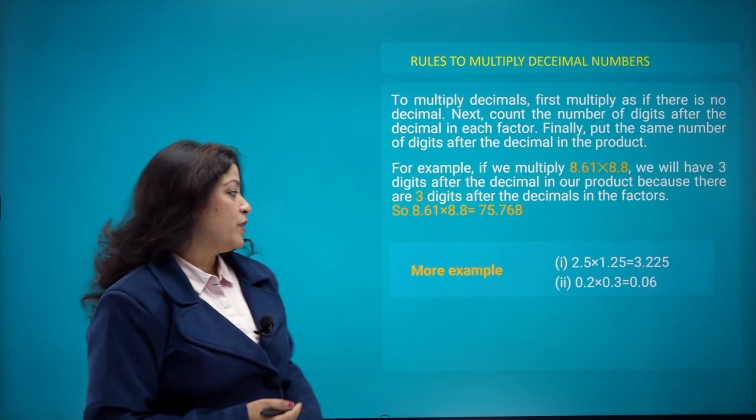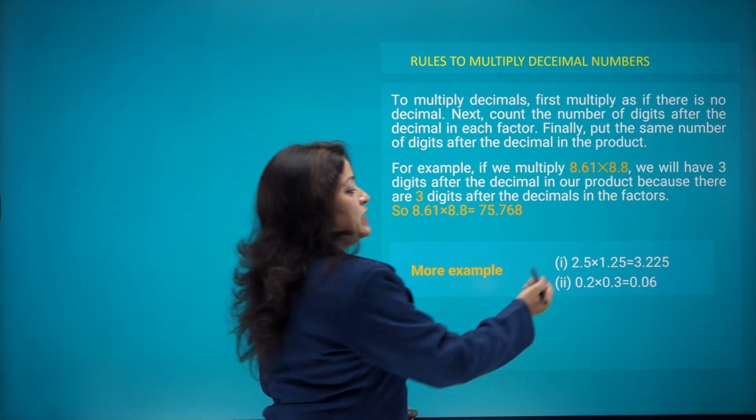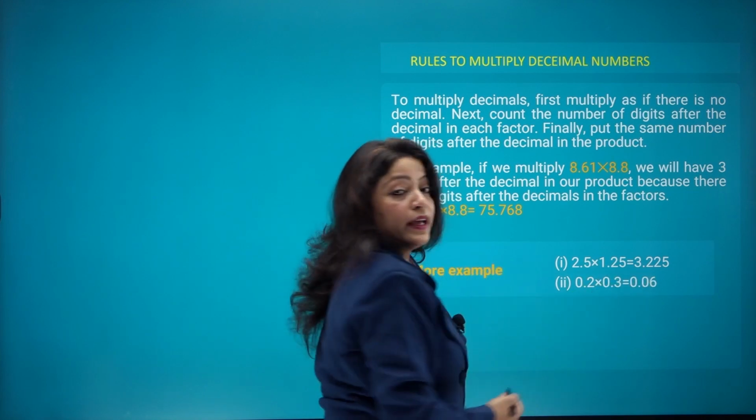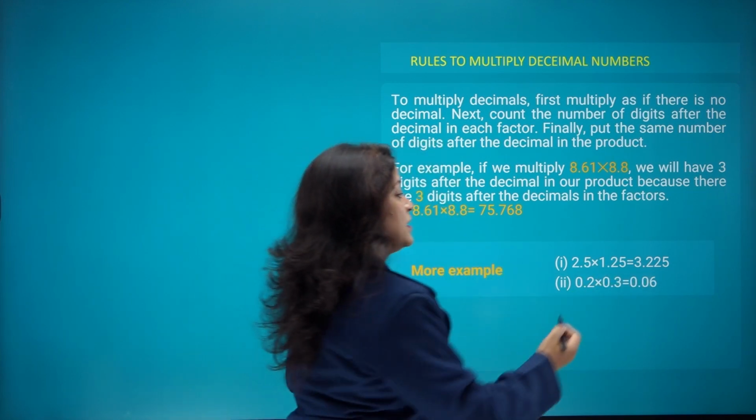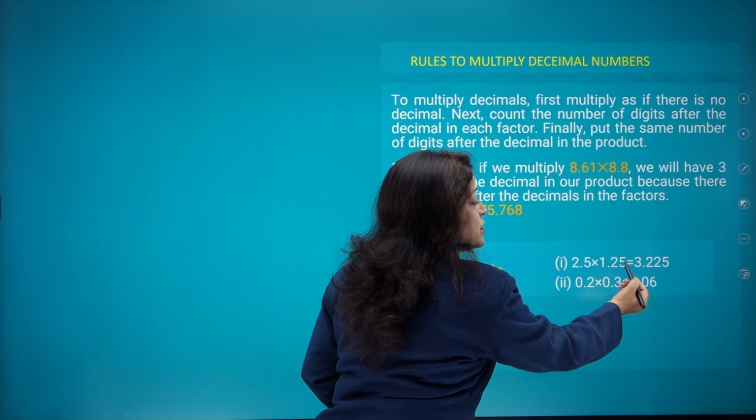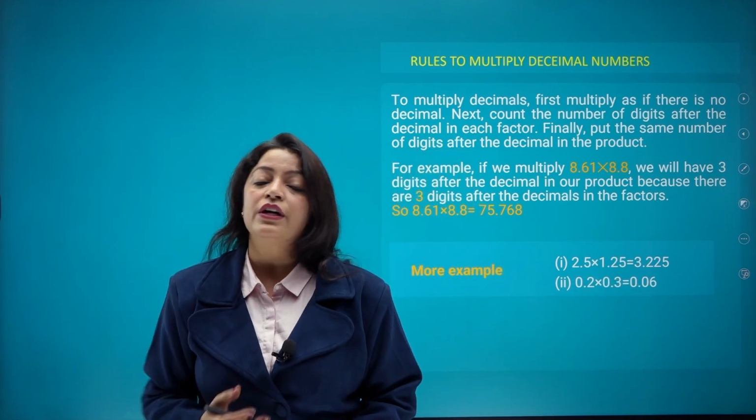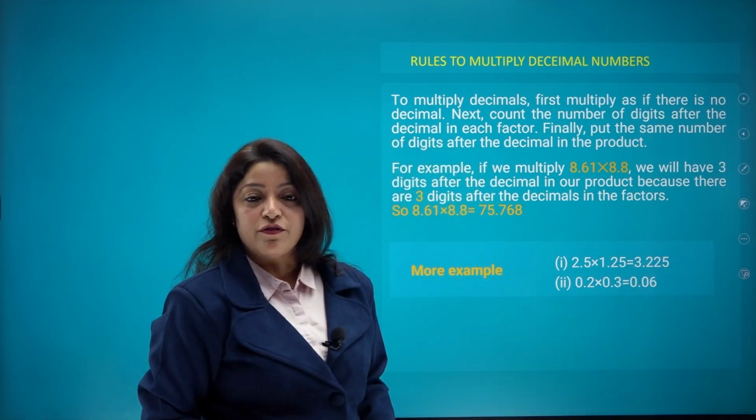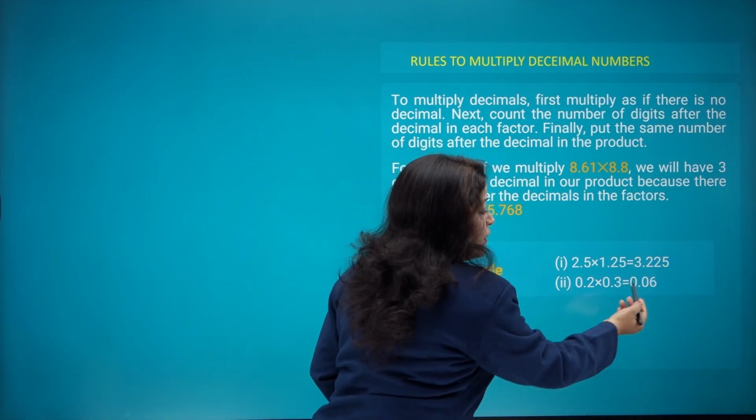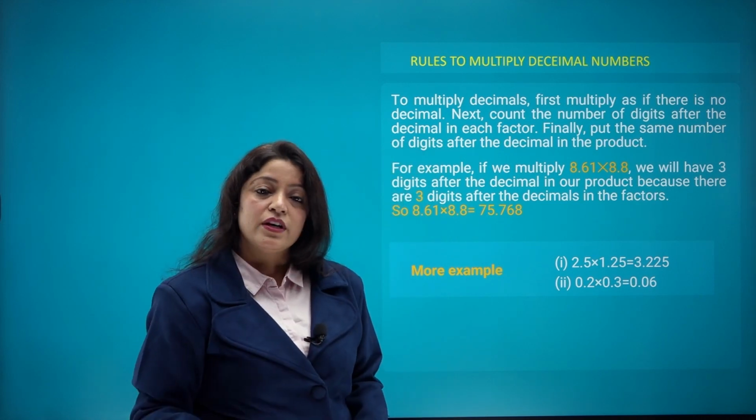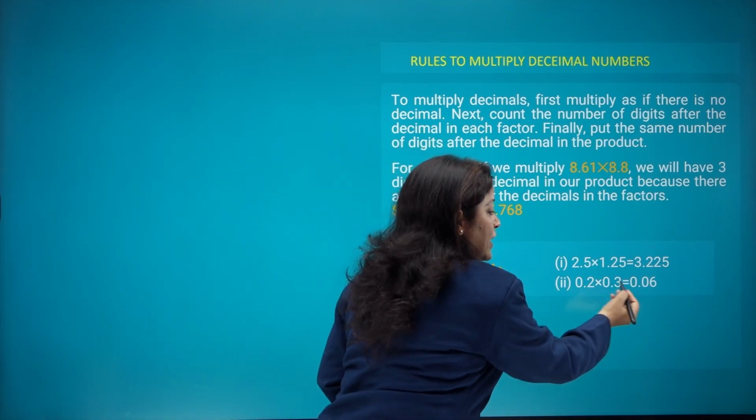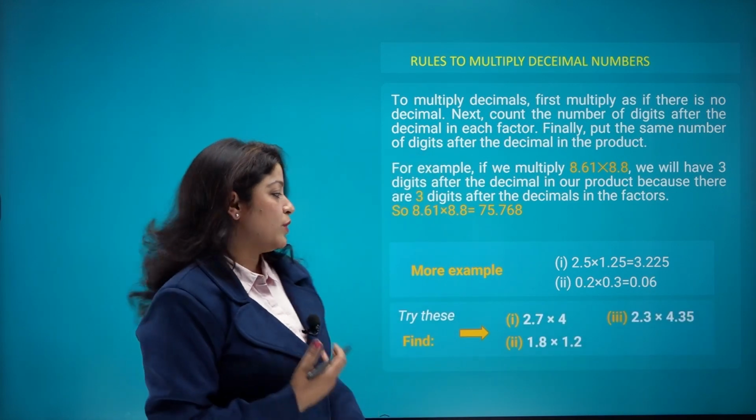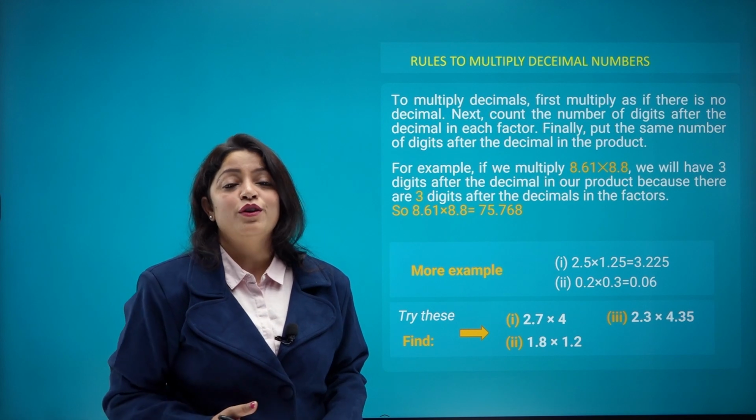Let's see with some more examples. Like if you have to multiply 2.5 by 1.25, the result will be 3.125. Why 3.125 here? Because 1 digit is here and 2 digits are here. So total there should be 3 digits after the decimal, and here we can simply see that there are 3 digits after decimal. Similarly, 0.2 and 0.3, there is just one digit in each of the numbers. So we have just 1 and 1, total 2 digits after the decimal. Similarly, you can try with some more questions on your own.